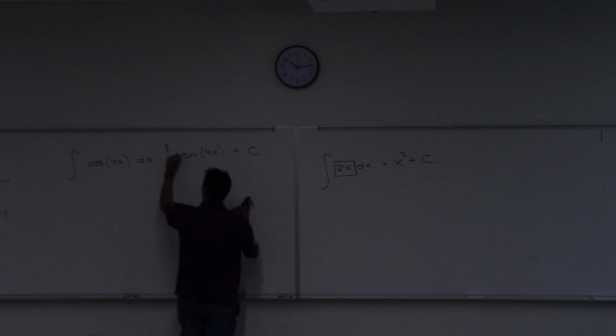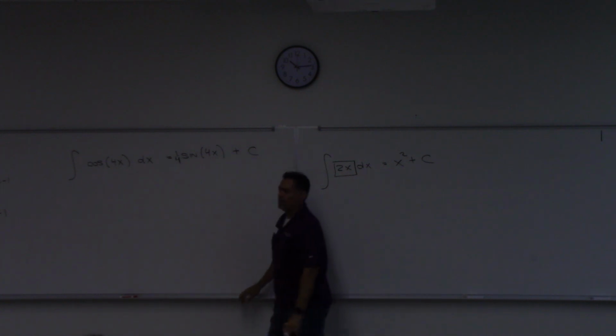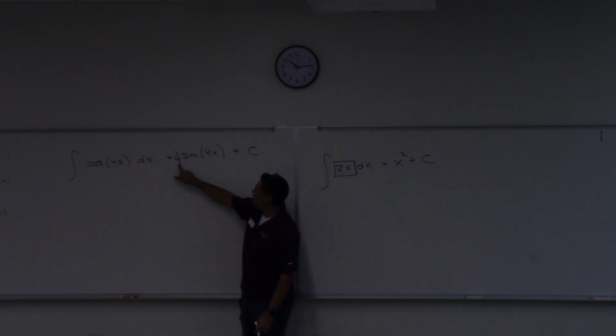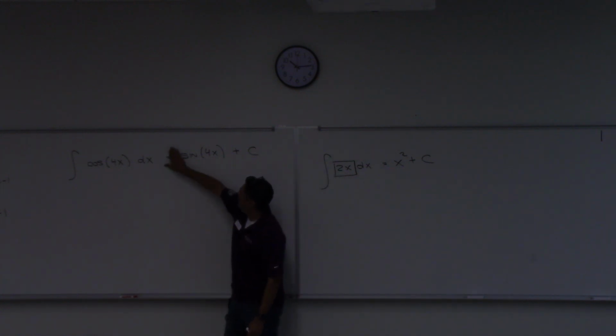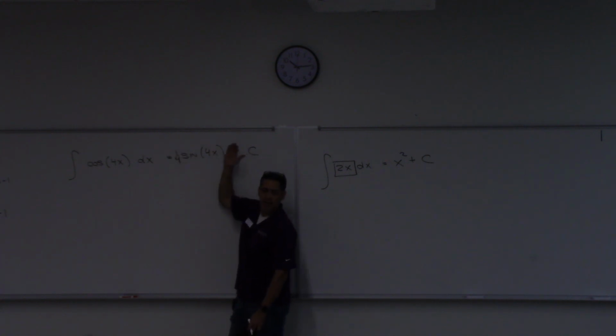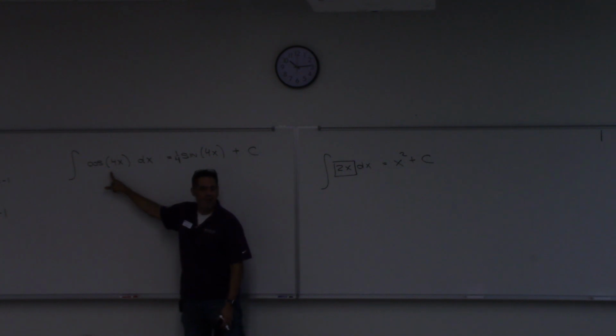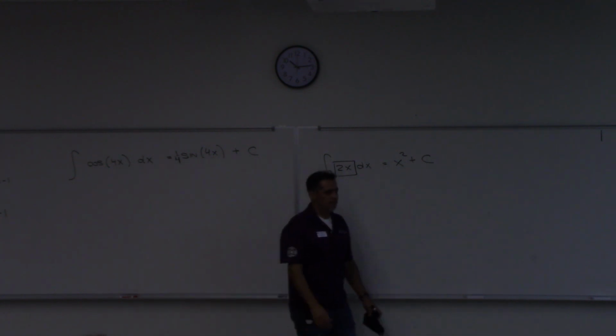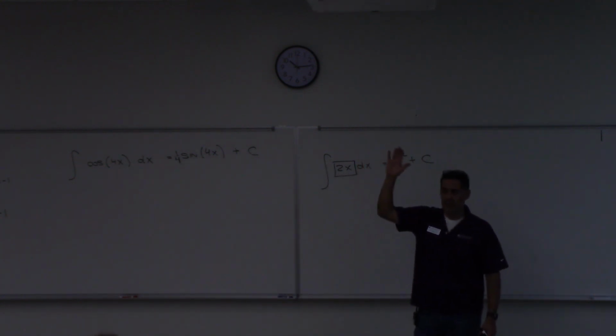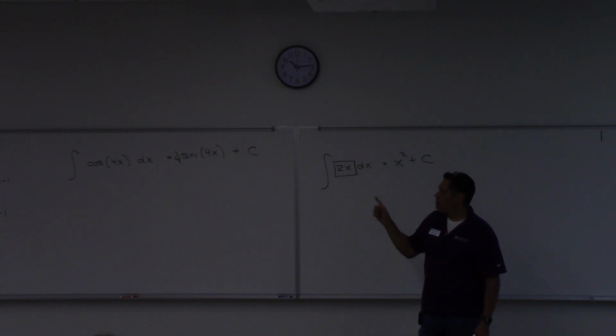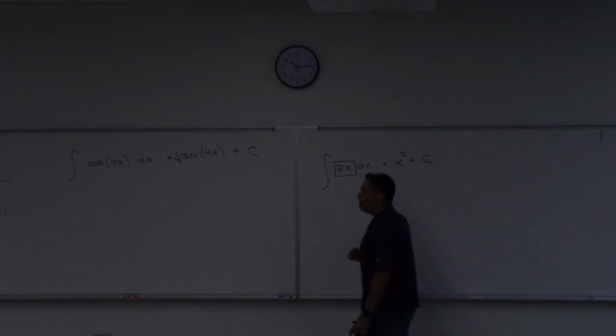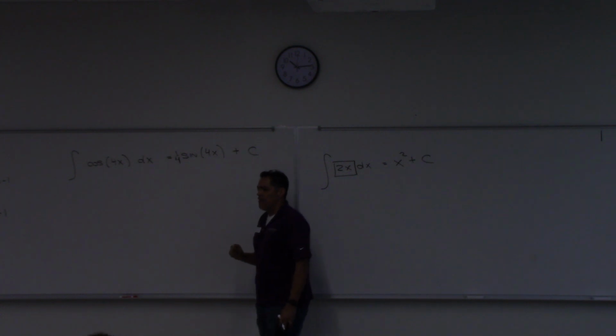So if I stuck a 1/4 out in front of this, now that would work because this constant's attached to this. So I take derivative of that. Derivative of that would be cosine of 4x times 4, and then I hit it with a 1/4 that kills off the 4, and I get back this. Y'all see that? Yes? Okay.